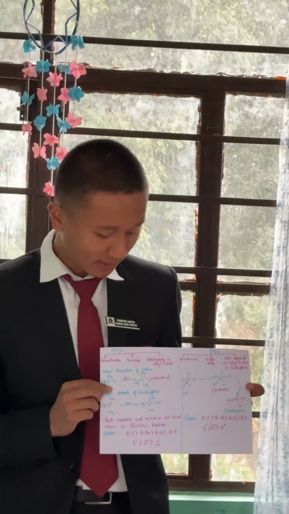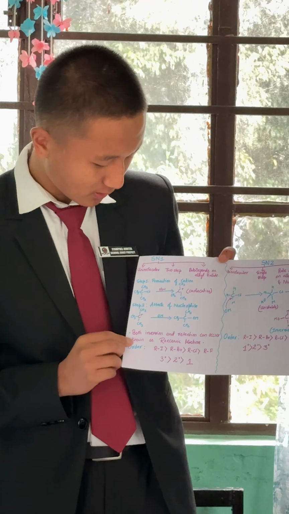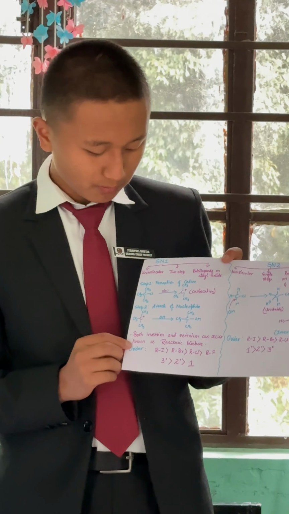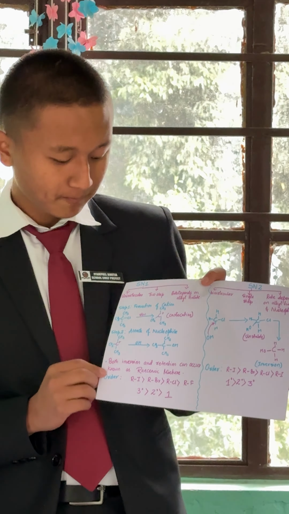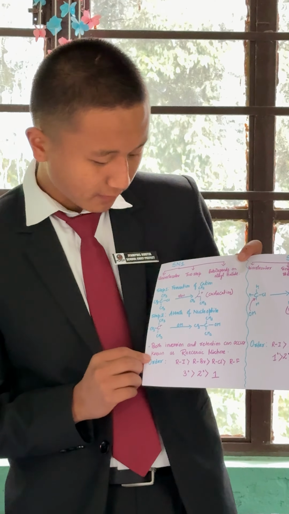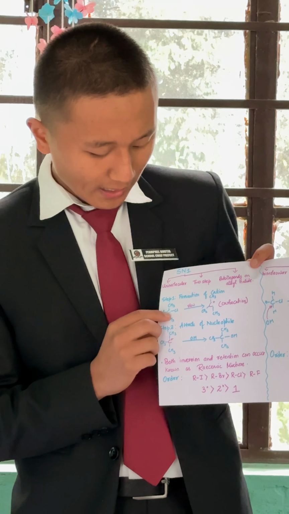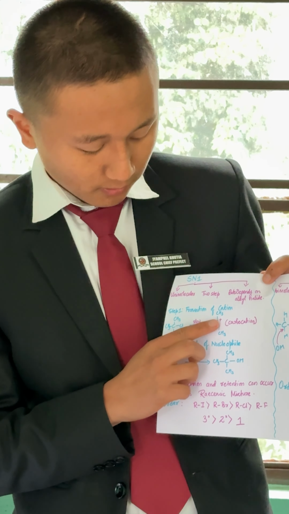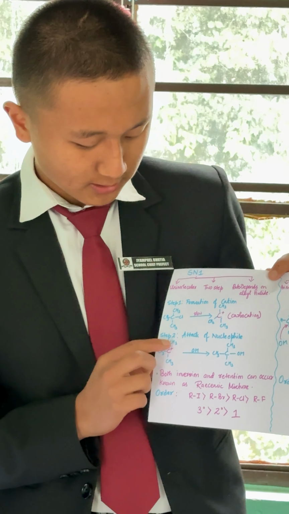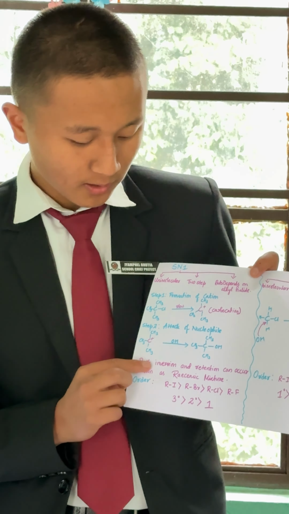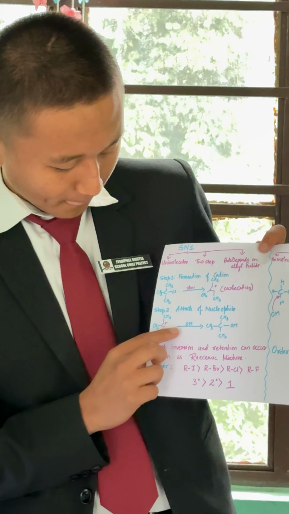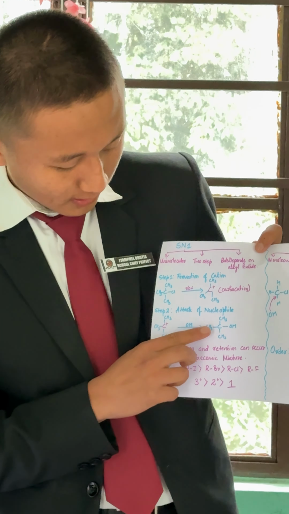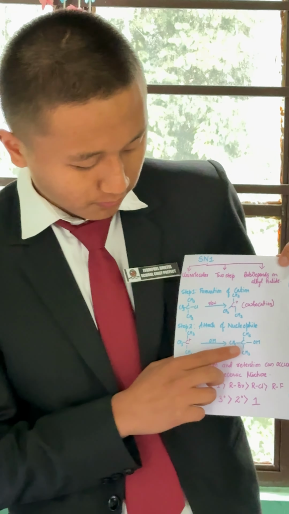We have a two-step reaction. The first step is the formation of cation, and in step number 2 we have the attack of nucleophile. In step number 1, formation of cation, we see that the halogen group from the carbon chain gets removed and a carbocation is formed. And in step number 2 we have the attack of nucleophile, where we see that the OH group attacks the carbon chain and gets attached to the carbon chain.